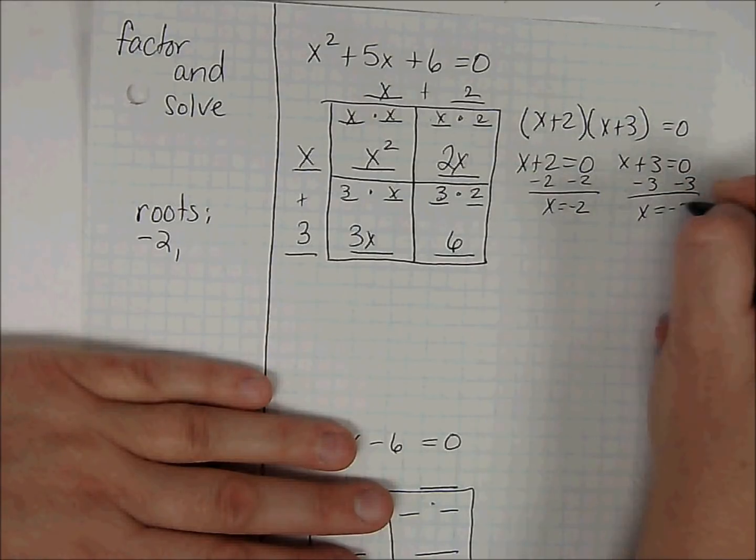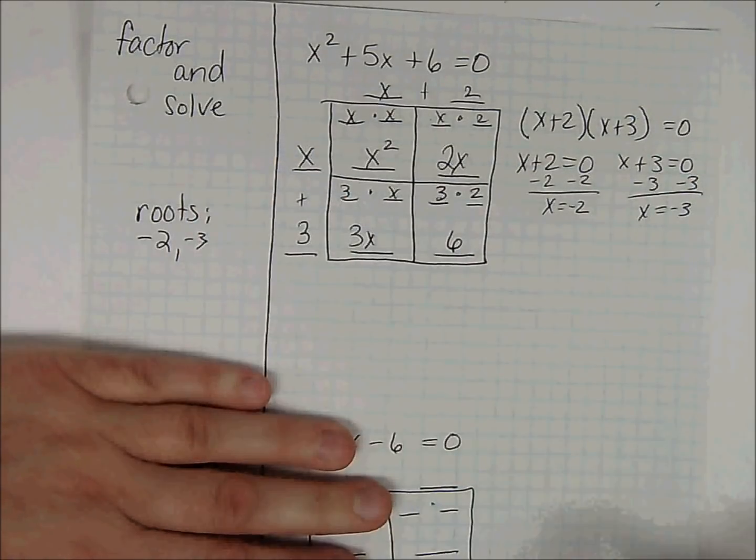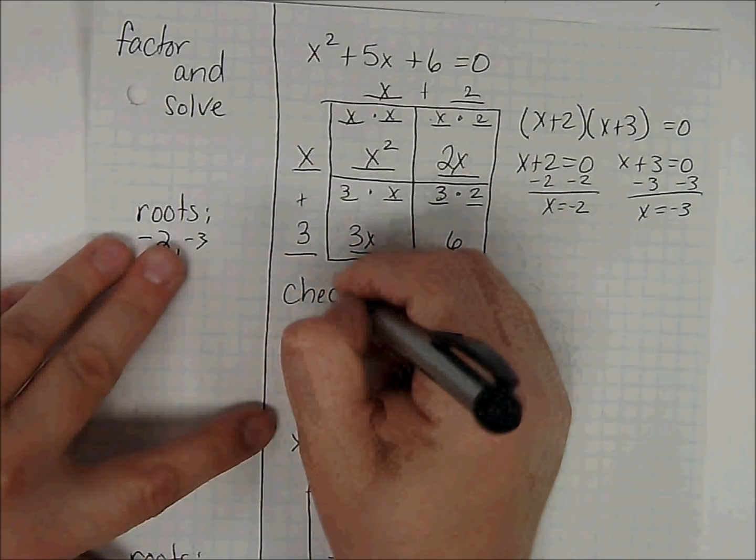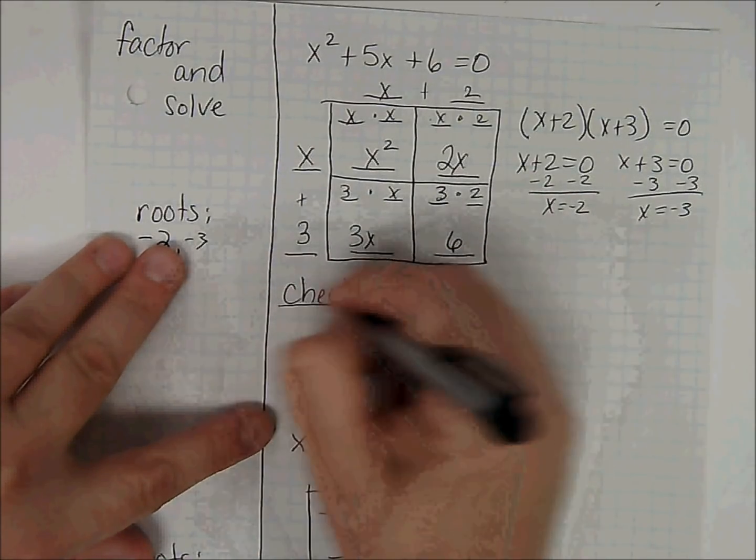X equals negative 3. One root is negative 3. Mrs. Barker's a mean person. And we're going to do our checks.